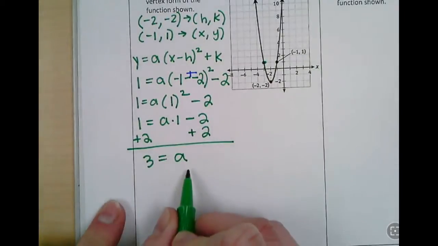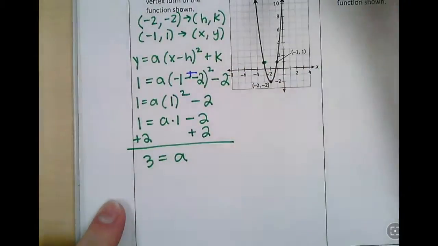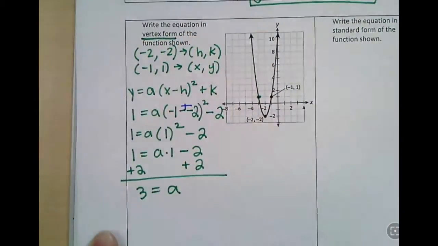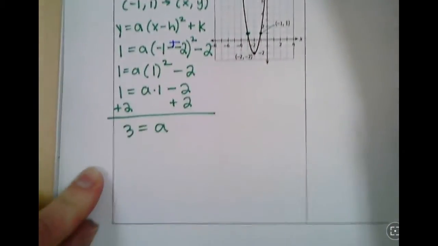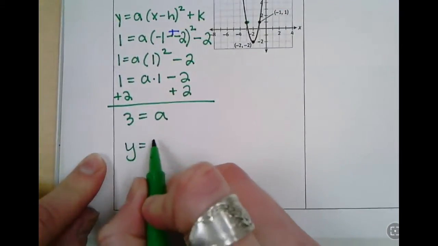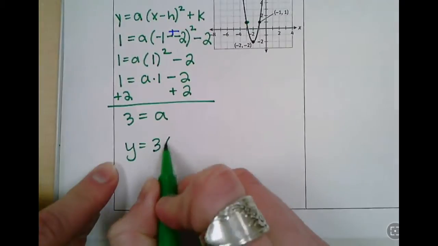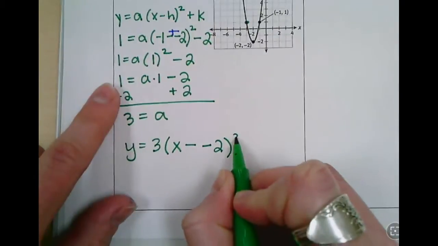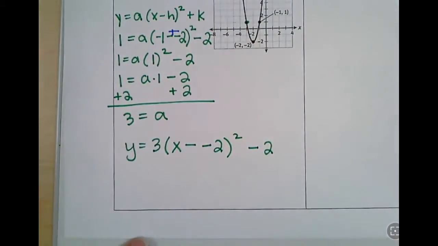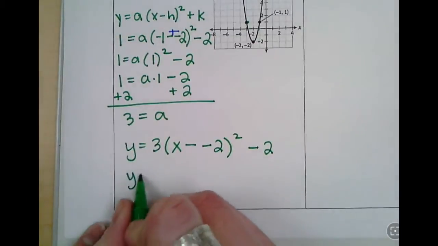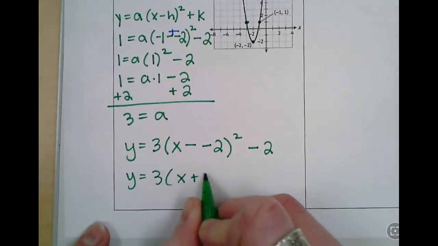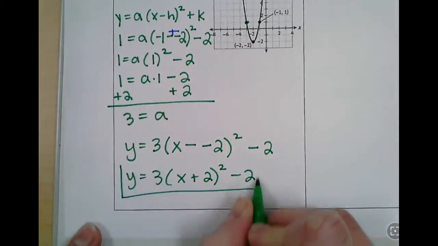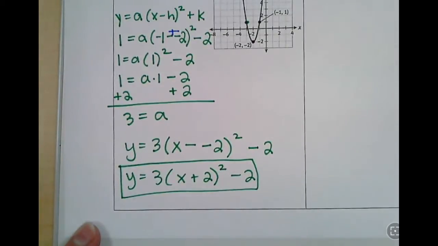Now that I have my value of a, and that I know my vertex, I'm going to put this in vertex form. And that's all these instructions have asked for. Write the equation in vertex form. So I'm going to write y equals 3 for my value of a, x minus, well, my h value is -2 squared, minus 2 for my value of k. Simplify to 3, x plus 2 squared minus 2. Here we have vertex form.